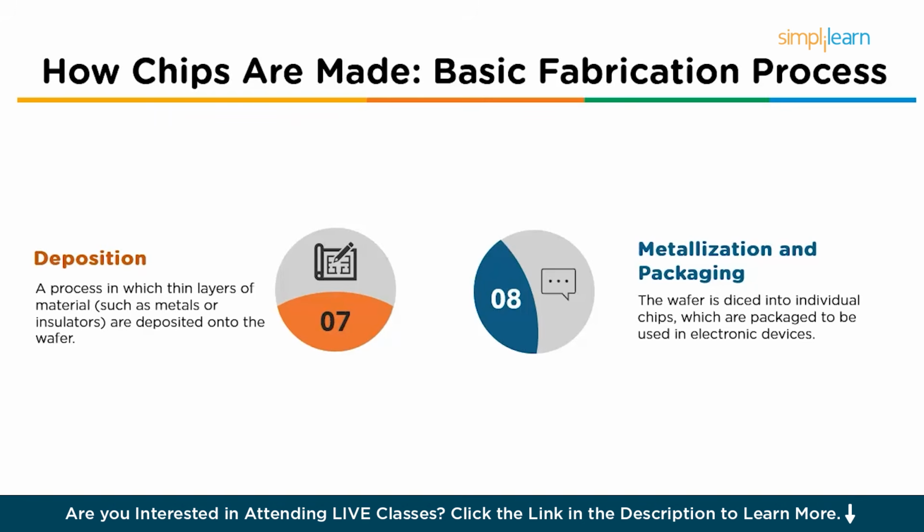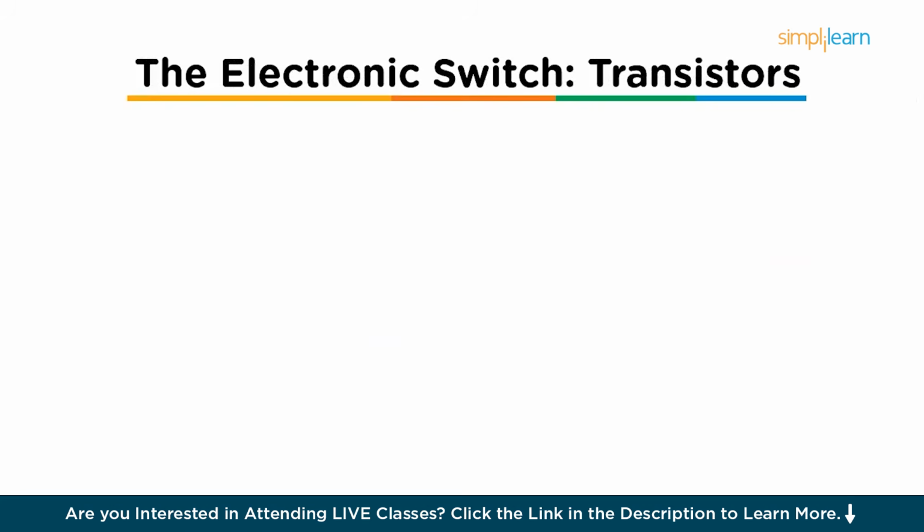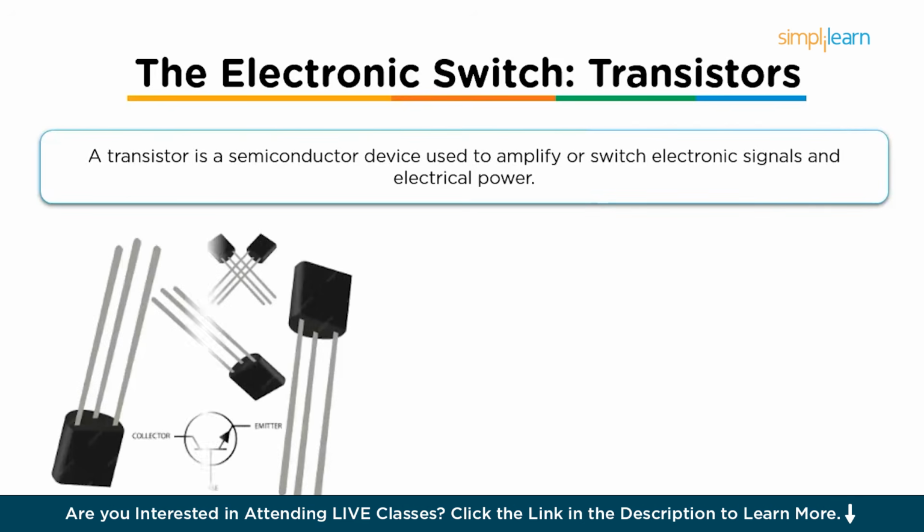So now let's jump into the transistor, the electronic switch. One of the most fundamental components in VLSI technology is the transistor. A transistor is a semiconductor device used to amplify or switch electronic signals and electrical power. It is essentially an electronic switch that controls the flow of electricity between two terminals. Transistors are at the heart of every digital circuit and are used to build the logic gates that form the basis of all computational processes.